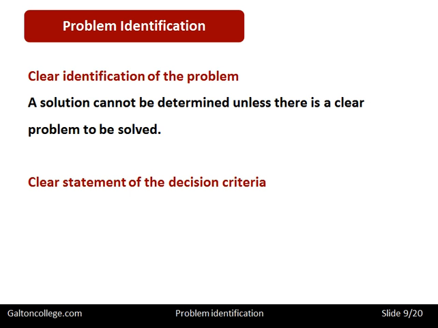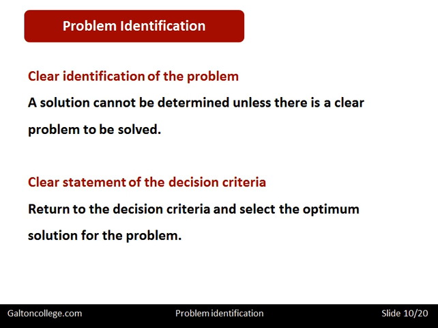And there should be clear statement of the decision criteria. Return to the decision criteria and select the optimum solution for the problem. Having critically assessed the problem using all of the criteria that the management want to bear on the problem, all of the standards it wants to bring to bear. Should the company be aiming at higher profits, higher growth? Should it be trying to achieve an alternative objective like supporting an existing product? What are the distribution implications of the product, and so on? So having looked at all of the decision criteria, go back and select the best one.